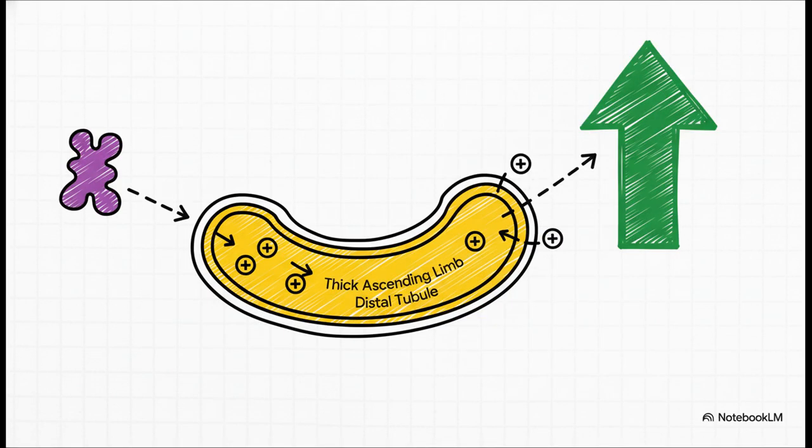If you said higher, you got it. PTH has this really powerful hypocalciuric effect, which is just a fancy way of saying it forces the kidney to hang on to calcium for dear life. And where does it do this? Well, it's a double whammy. It boosts calcium reabsorption in both the thick ascending limb and the distal tubule.